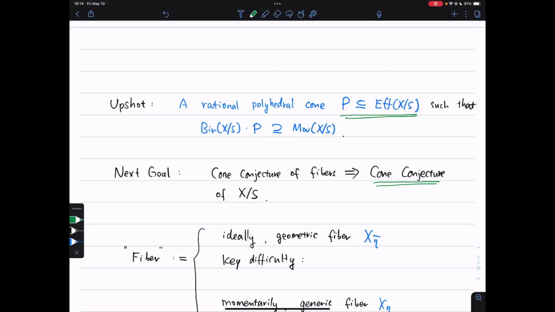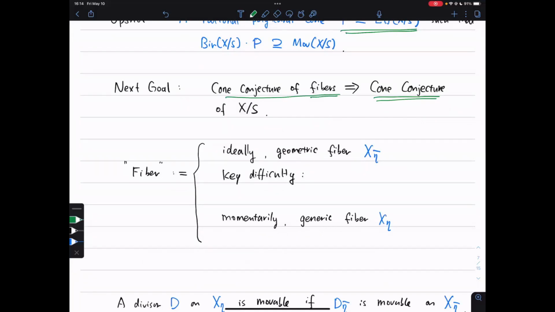So, I mean the following. If you consider some fibers and you want to get a cone conjecture for the whole space, what fibers should I mean? Ideally, we should work with geometric fibers. That means you take a generic point of the base, and then you pass to the algebraic closure of this generic point. The advantage is we are still working in the algebraic closed field, and somehow we can reduce the dimension. But there is a key difficulty if you want to work with geometric fiber.